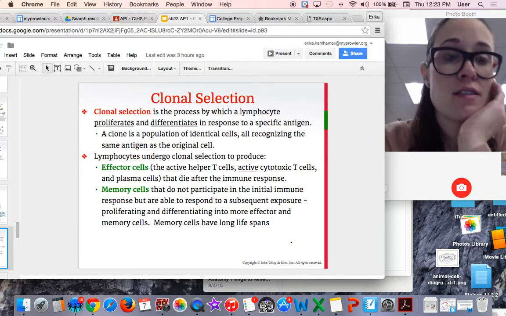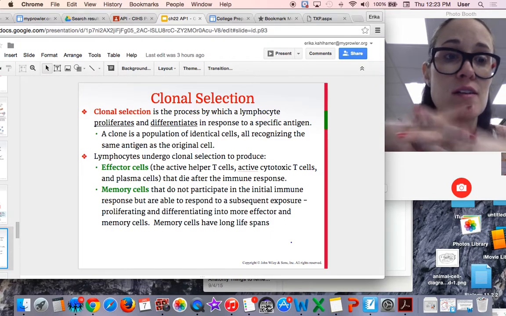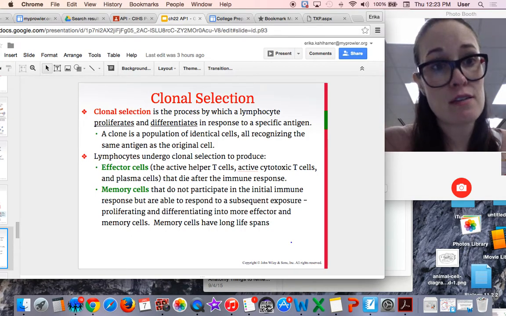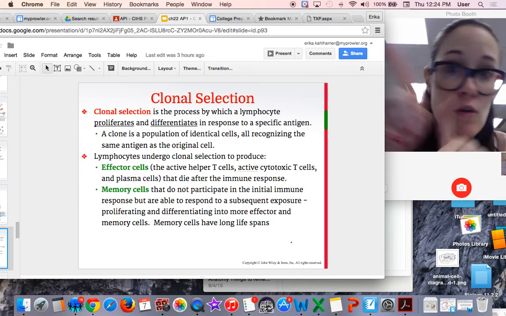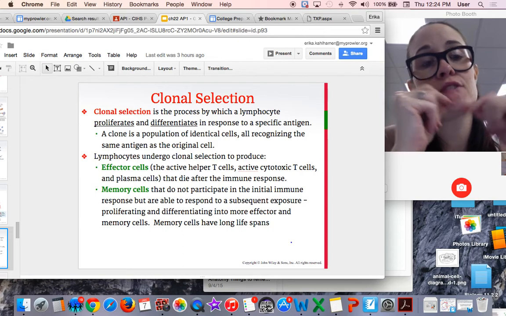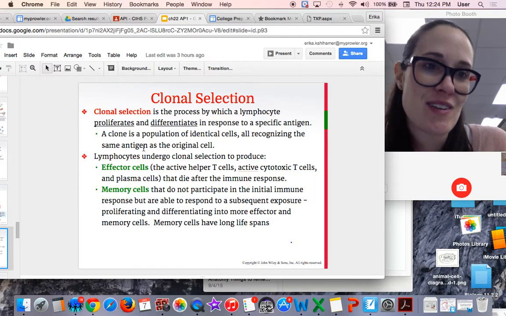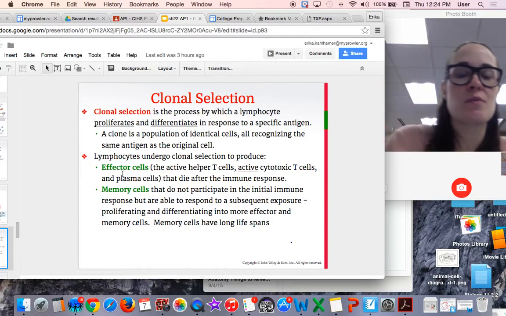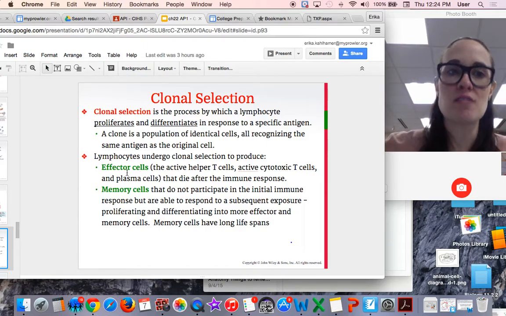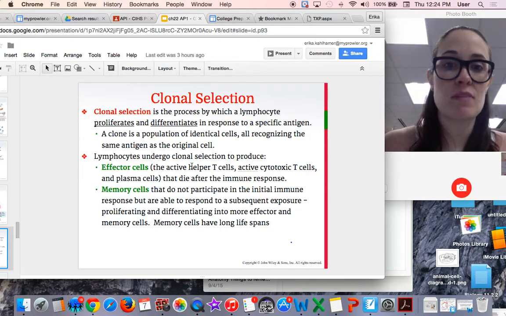This is just talking about that process, like I mentioned, clonal selection, and is just when a lymphocyte, a B cell or T cell, is stimulated to proliferate, so to make more, and differentiate, either become a memory cell or something else. And it's triggered to do that by a specific antigen. And all those clones are identical to each other. Lymphocytes can go on to produce effector cells. Effector cells are simply the cells that do the work. So they're either active T cells, active cytotoxic T cells, or they become plasma cells.